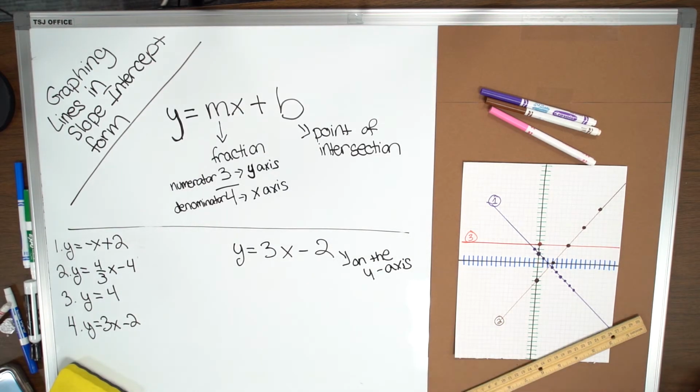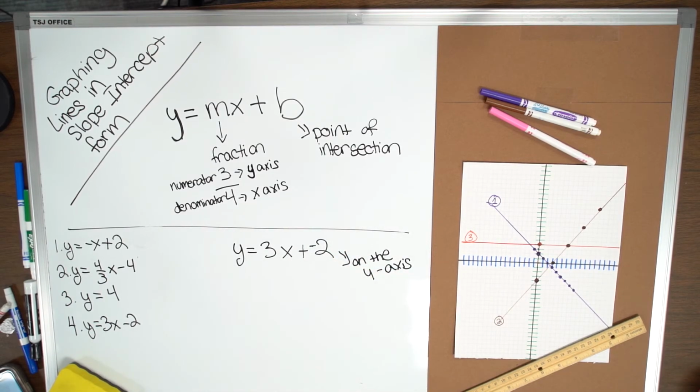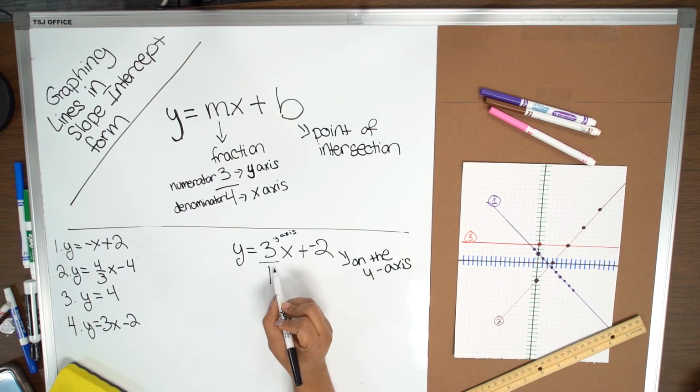So this is on the y-axis. If it helps you out, you can do this. So it's plus -2. So -2 is the point where it intersects the y-axis. Remember, whole numbers really have a 1 underneath it. So we're going to go up 3 on the y, over 1 to the right, 1 on the x.